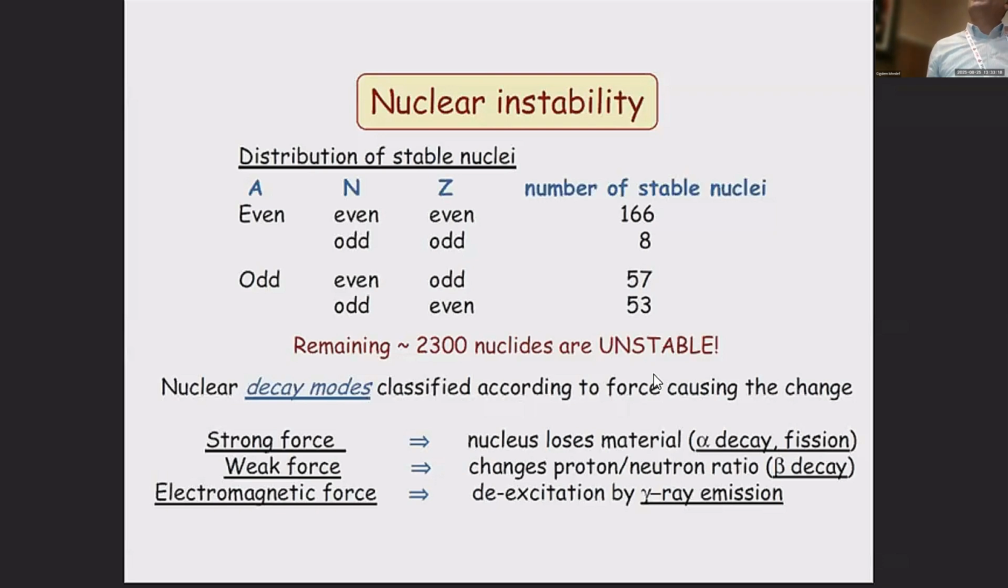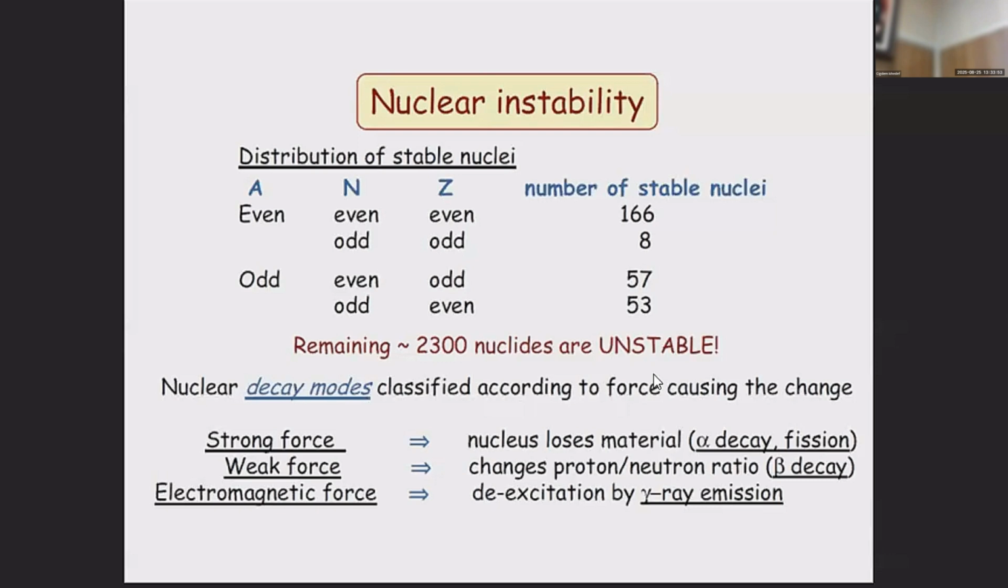For even A, that means even N, even Z, there are 166 stable nuclei. And for odd A, there are 8. For odd-even or even-odd numbers of neutrons and protons, there are 57 and 53 different nuclei. Therefore, the remaining, more than 2,000 ones, are unstable, actually.